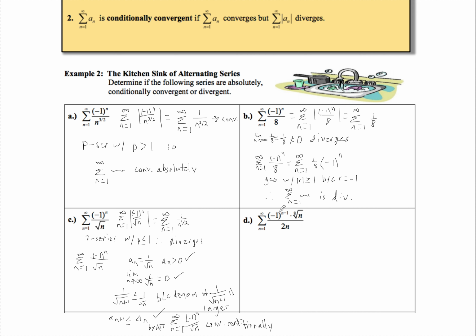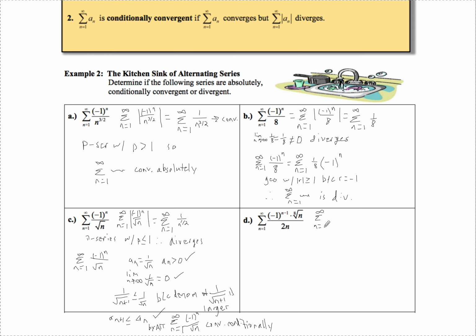All right, I'm going to go ahead, pause the video, and try this last one. All right. Looks a little more complicated. We can start off with the absolute stuff.